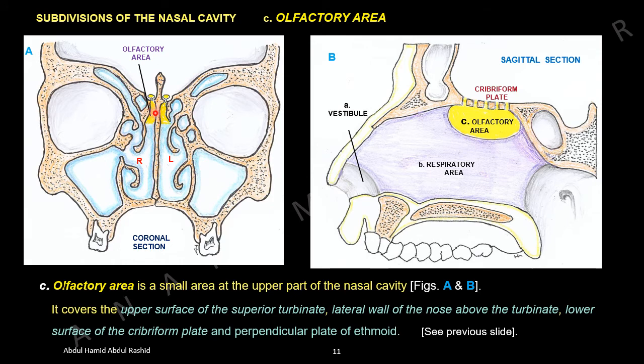If we repeat again, the olfactory area is at the upper surface of the superior turbinate, the lateral wall of the nose above the turbinate, the lower surface of the cribriform plate, and the perpendicular plate of the ethmoid bone. We have already mentioned this in detail in previous slides. If you see on the sagittal section, this is the olfactory area, the third area, just below the cribriform plate.